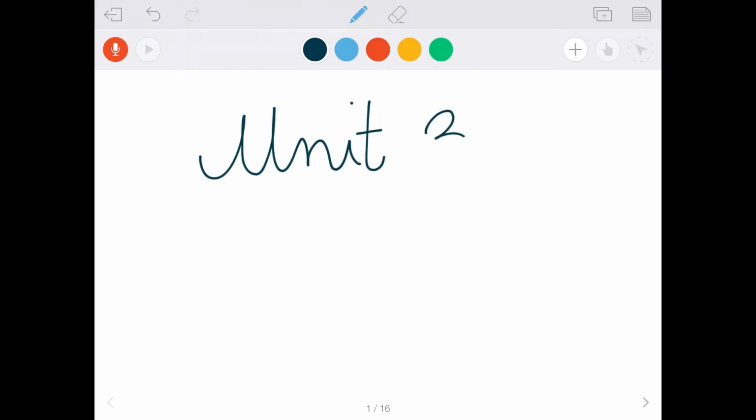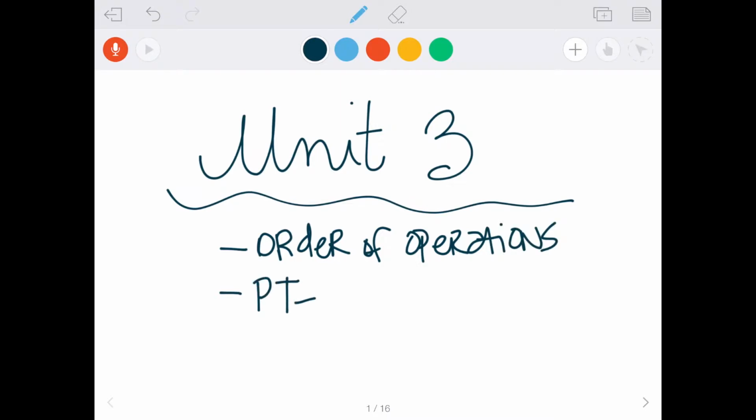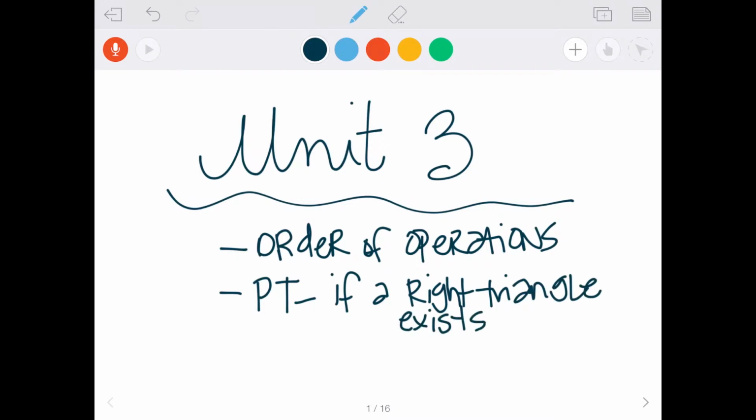Today we're going to do a very quick review of Unit 3, and we're going to talk specifically about three things. Order of operations, the Pythagorean Theorem determining if a right triangle exists. As I recall, this was something that many of you didn't do well on the test, even though it's a pretty easy thing to do. I think you just forget. And Pythagorean Theorem, finding a missing side.